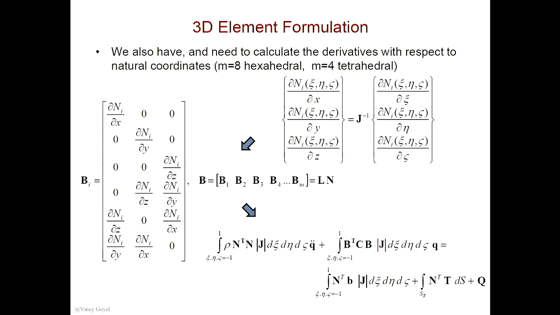You can calculate those very quickly. These are blocks. So this is for shape function 1. You have to repeat this for 2, 3, 4, 5, all these shape functions. So therefore, B bold becomes B1, B2, B3, up to Bm, depending on how many nodes you have. Okay? That is L bold N. That has not changed.